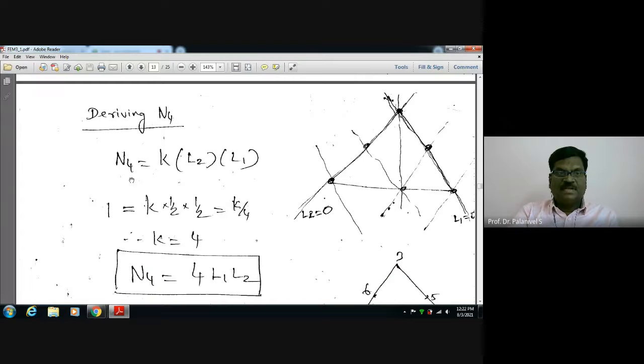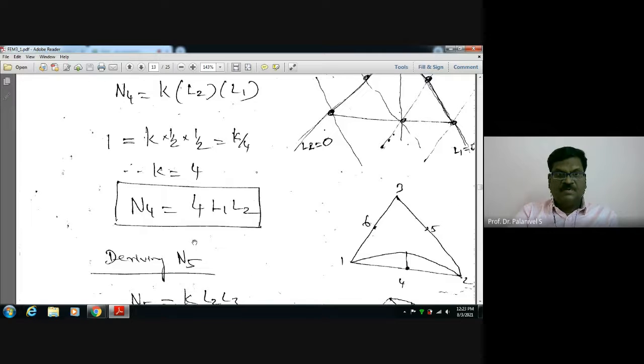N4 must be 1 at node 4, when L2 and L1 values must be half, isn't it? So not only the L1 value alone, L1 and L2 values must be half here. We know the coordinates. L1, L2 values are half. Substitute. Therefore, the unknown parameter K is found to be 4. Therefore, N4 equal to 4 into L1, L2.